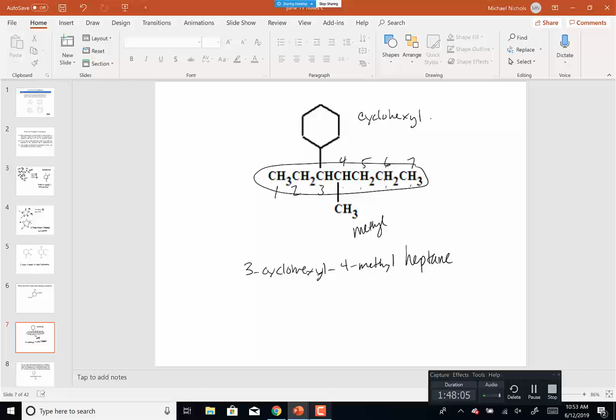I thought your question was going to be, well, what happens if there was something attached to that ring? What if there was a methyl group attached to the ring? We're going to ignore that, because then you have to put a number on the cyclohexyl group, and so you'd have a prime number. That's usually somebody's question. If there's a methyl group attached to carbon 2, then that would be a 2-prime-methylcyclohexyl.